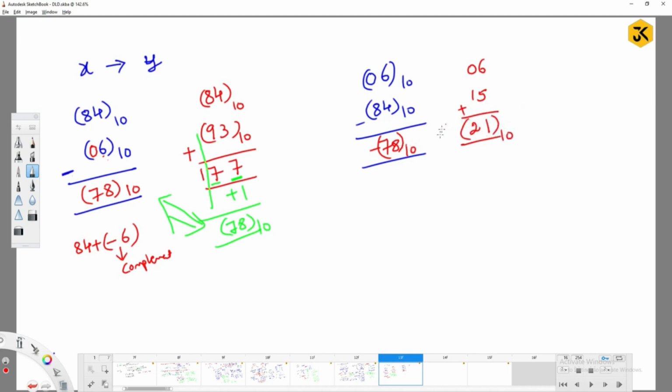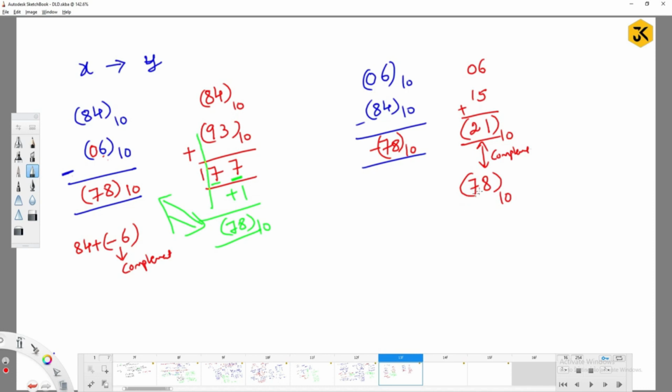Then what do you have to do? Can you find any relation between these two? Complement of 21 is 78, or not? Yes. So what you can do now is simply perform the complement of the result again. Complement means from which number do you need to subtract? 99. 99 minus 21 is 78 base 10.